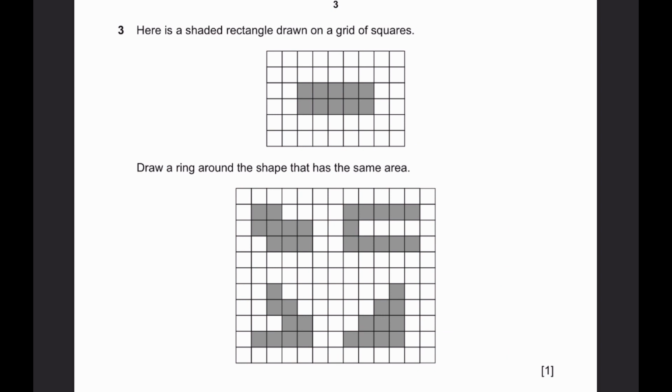Question 3. Here's a shaded rectangle drawn in a grid of squares, drawing around the shape that has the same area. So we see this shape on the grid of squares. It occupies 1, 2, 3, 4, 5, 6, 7, 8, 9, 10 squares. We need to see another shape which occupies 10 squares as well. This one occupies 9. This one occupies 11. This one occupies 9. And this one occupies 10, if you count it all up. So we can draw a ring around this shape.